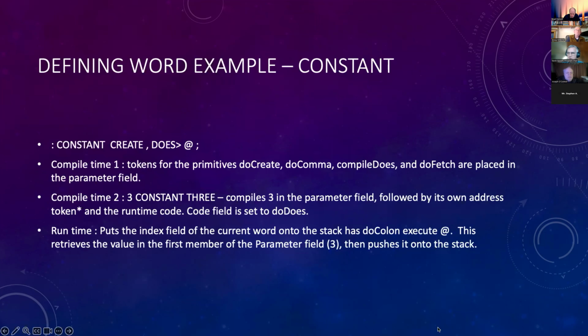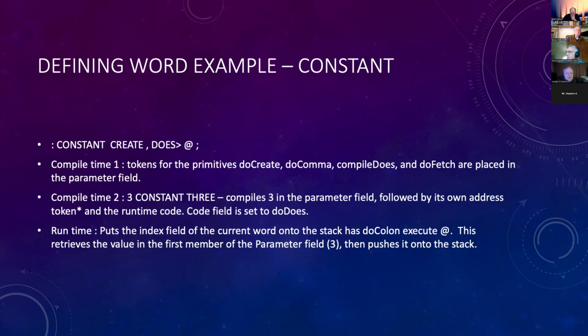So this is an example of constant. That's the code for it in Creole Forth. We have to deal with three separate times. First, compile time. Tokens for the primitives do create, do comma, compile does, and do fetch are placed in the parameter field.